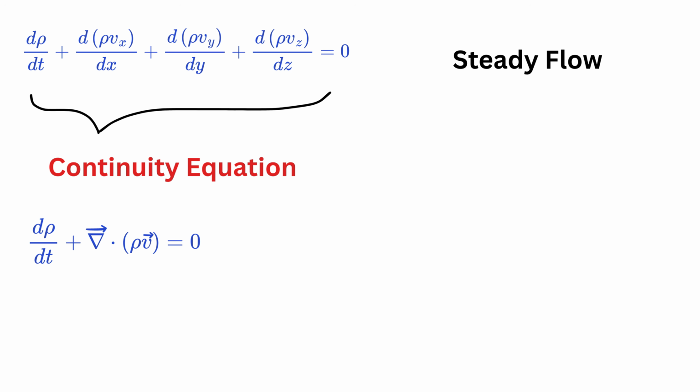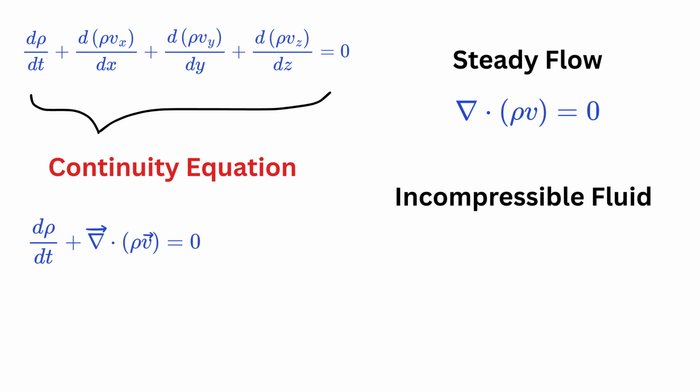If the flow is steady, it means nothing is changing with time, so density does not change with time. That term becomes 0. This means for a steady flow, the divergence of density multiplied by velocity equals 0. Then, if the fluid is incompressible, it means density is constant everywhere. It does not depend on position also. So this comes out, and we are left with the divergence of velocity equals 0. This is always true for an incompressible fluid.